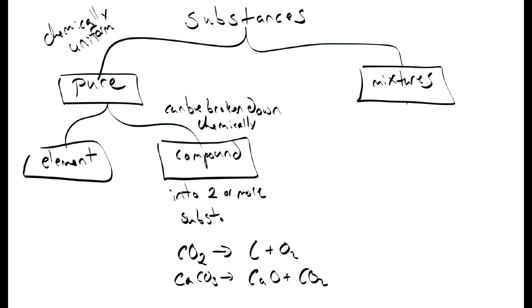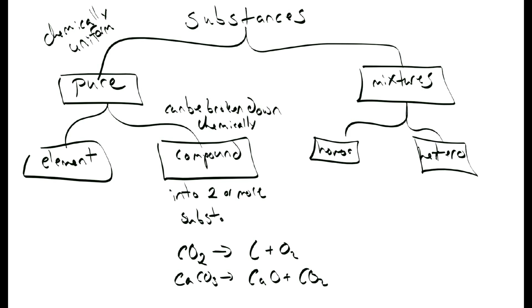And the mixtures are, of course, homogeneous and heterogeneous. And this means just that the homogeneous mixture is physically uniform, the heterogeneous is not physically uniform. So those are the four different kinds of substances.